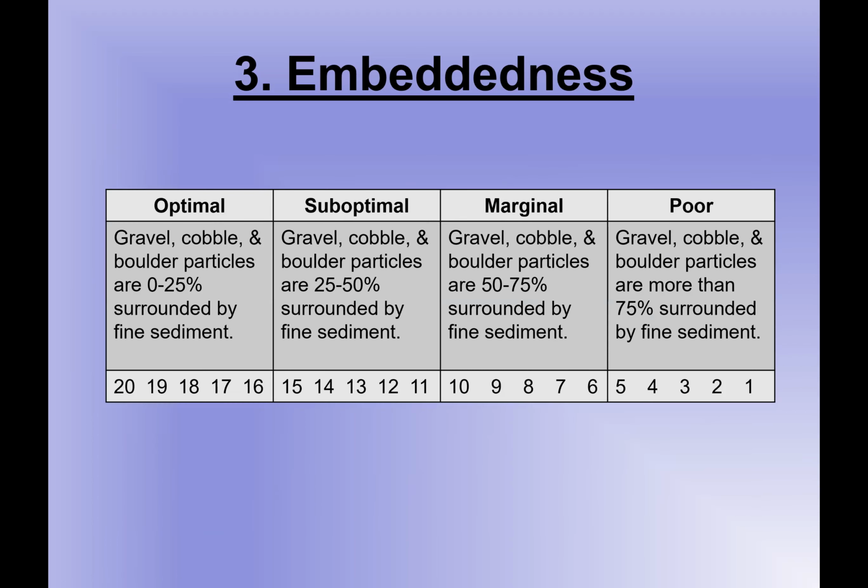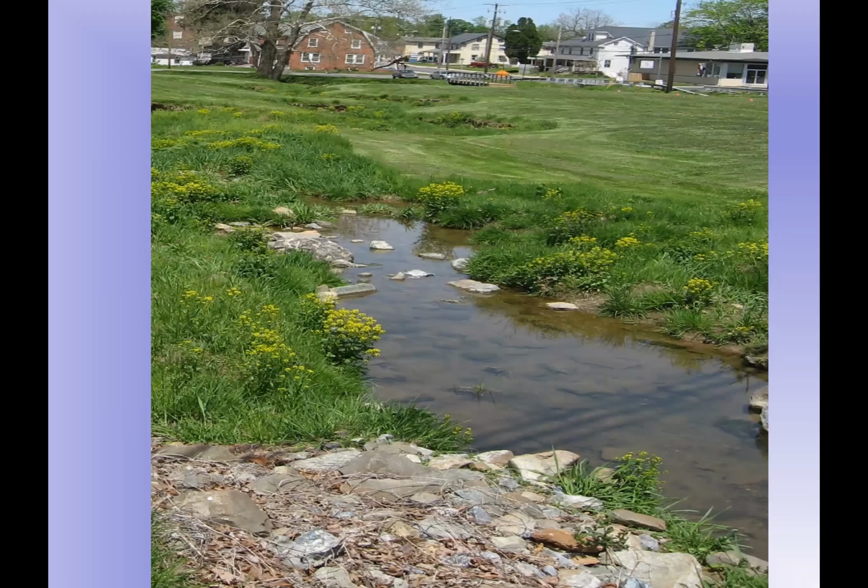Once again, you're looking at the gravel, the cobble, the boulder, the particles, and 0 to 25% surrounded by fine sediment, 25 to 50 surrounded by sediment, 50 to 75, or 75 or more. So you're gauging what that looks like. This is a site you can maybe look at.